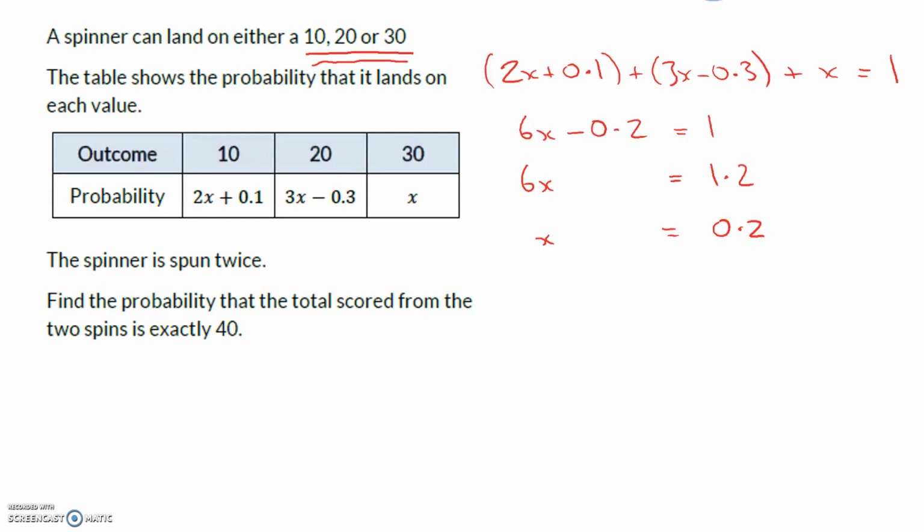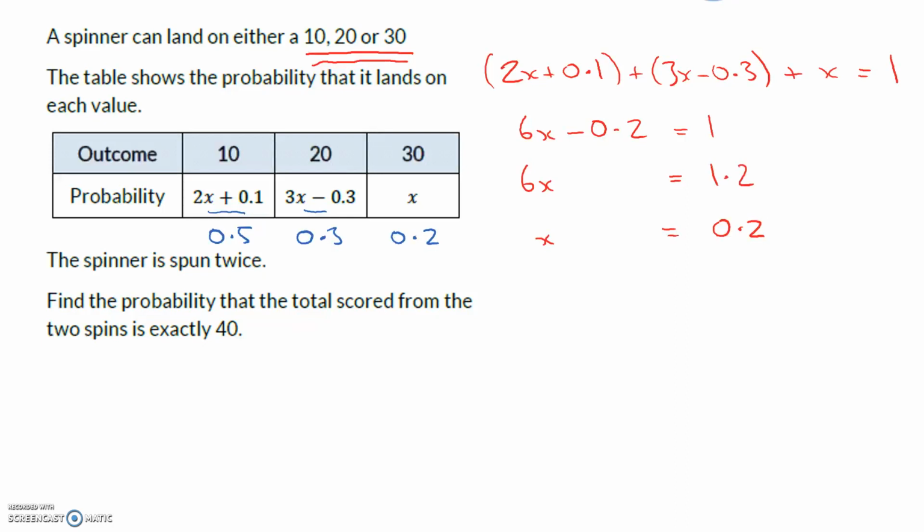So the probability of getting a 10, well, x is 0.2 and the probability is 2x plus 0.1. So that's 2 lots of 0.2, that's 0.4 plus 0.1, that's 0.5. Probability of getting a 20, it's 3x minus 0.3, that's 0.6 subtract 0.3, that's 0.3. And the probability of 30 is just x, that's 0.2. Now if we've done things right, fingers crossed those three probabilities should sum to 1. 0.5 plus 0.3 plus 0.2, yeah, that's good. Those add up to 1, because it has to, total of those probabilities, certainty. It's got to give a 10 or a 20 or a 30.